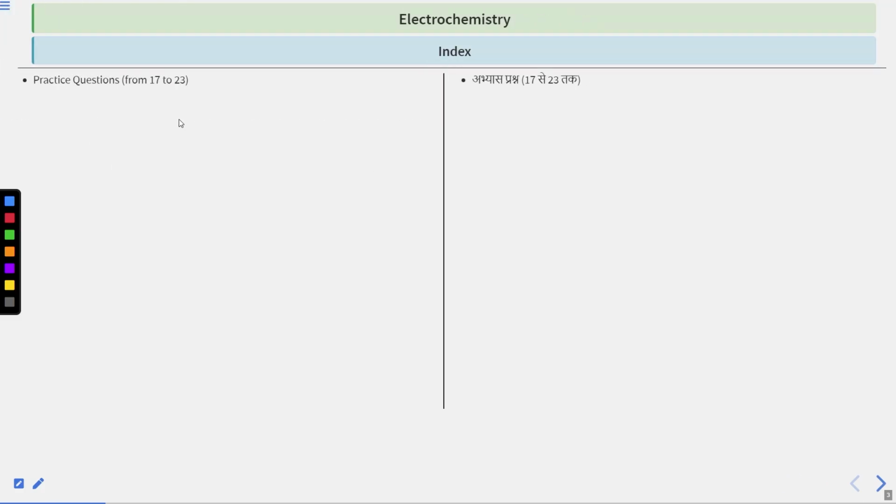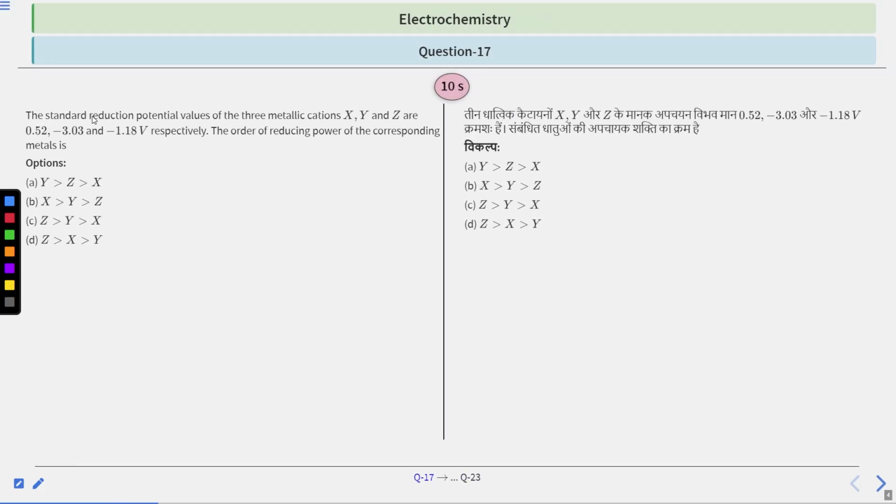So this is the index slide and we are going to see the practice questions from question number 17 to question number 23. Let's start with question number 17.